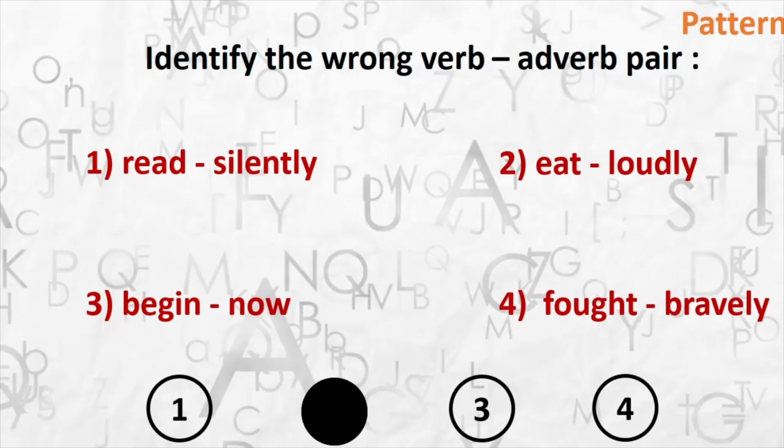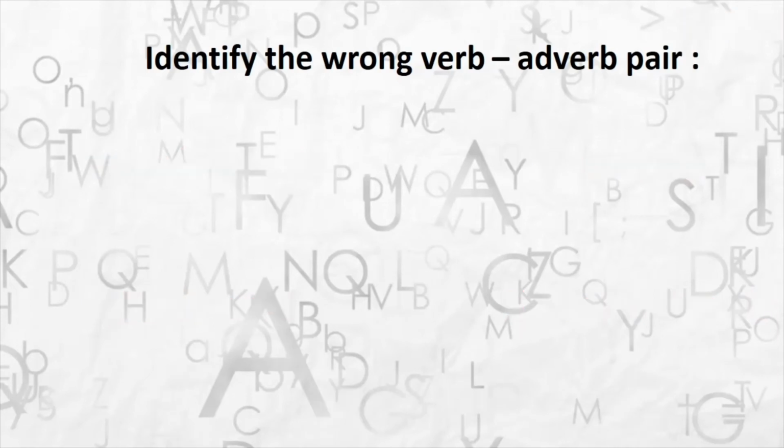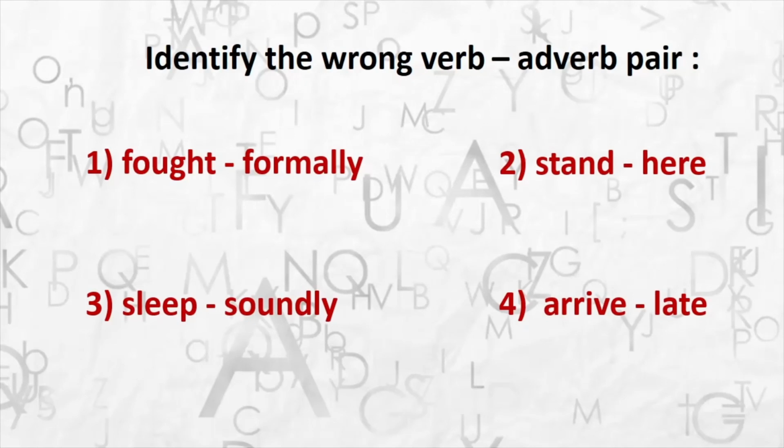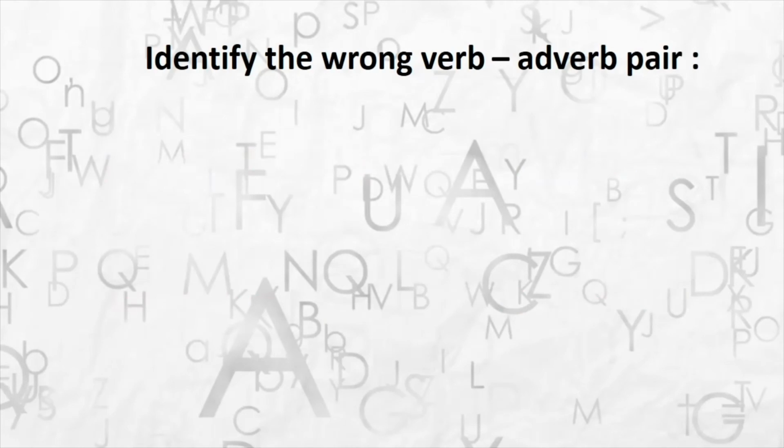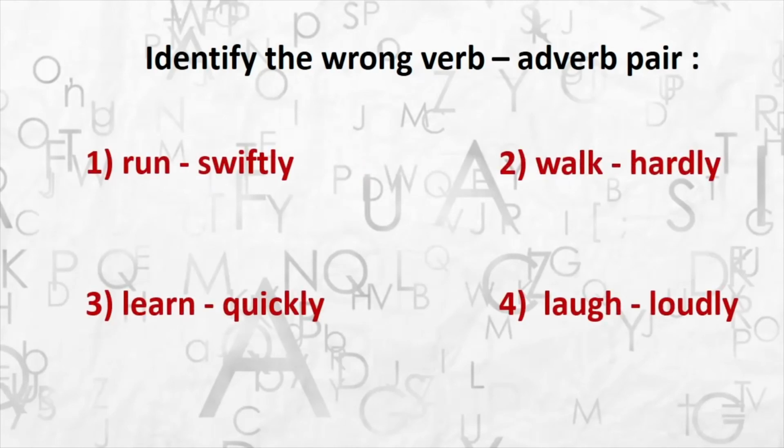Coming to the next one, let's see the wrong pair. Fought formally, stand here, sleep soundly, arrive late. So which one is the wrong one? It is the first one. We do not fight with anyone formally. Okay, so it is the wrong one. Stand here is correct, sleep soundly is correct, arrive late is also right. Coming to the next example, run swiftly, walk hardly, learn quickly, laugh loudly.